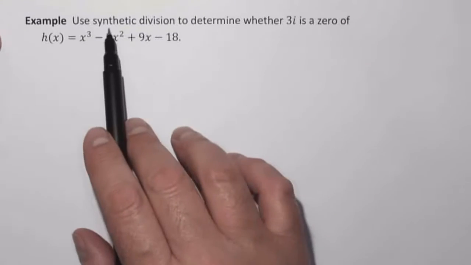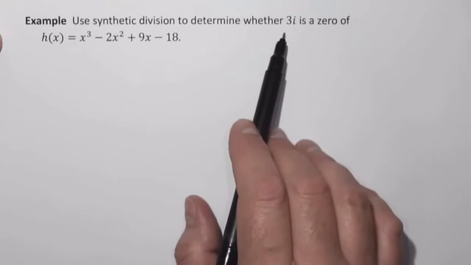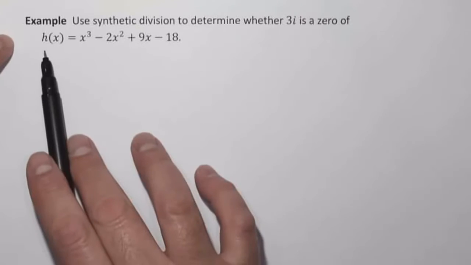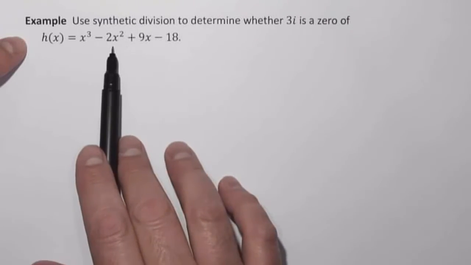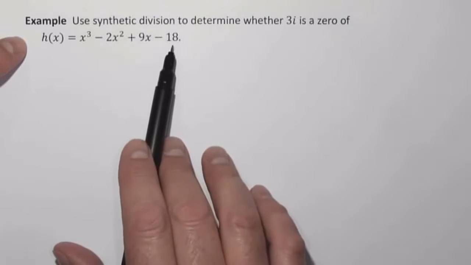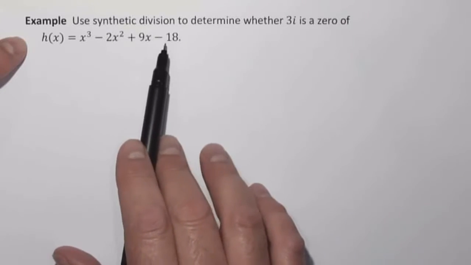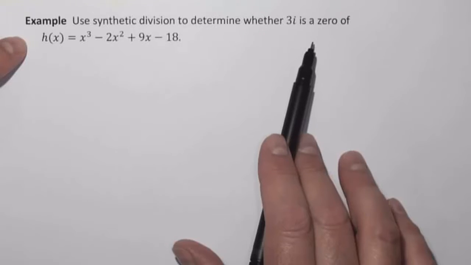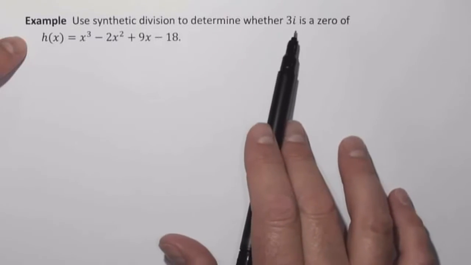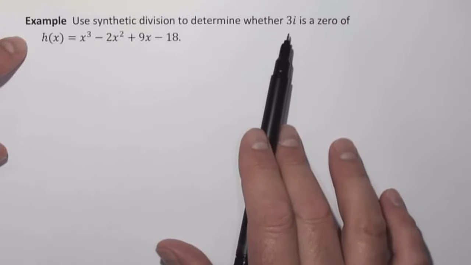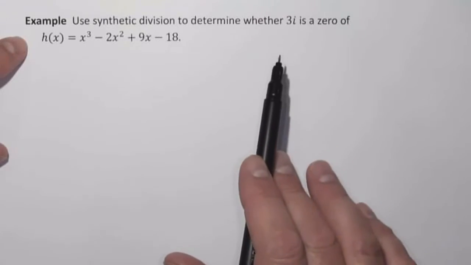In this example, we want to use synthetic division to determine whether 3i is a zero of the function h of x equals x cubed minus 2x squared plus 9x minus 18. Now, we've already worked an example similar to this, except in this case we have an imaginary number that we're checking to see if it's a zero of our function.